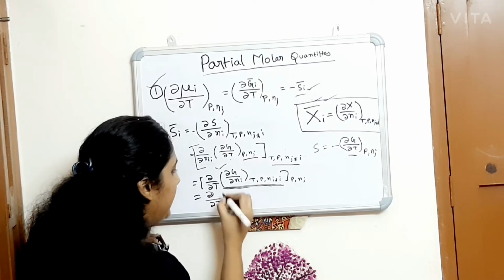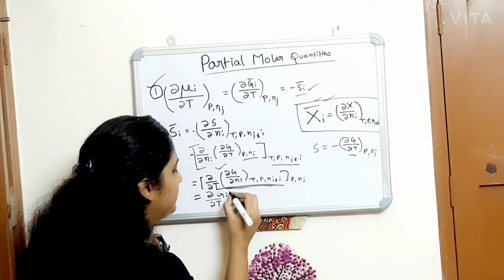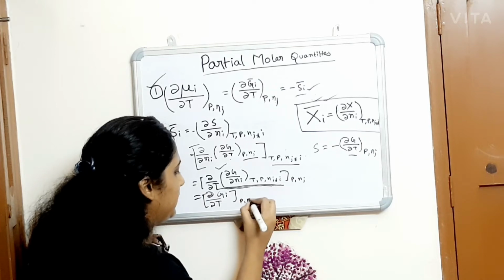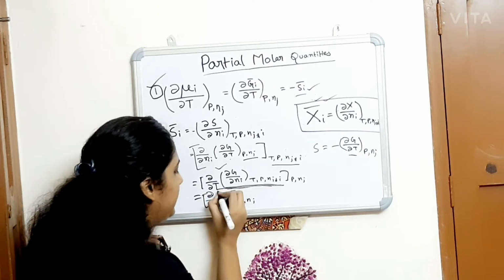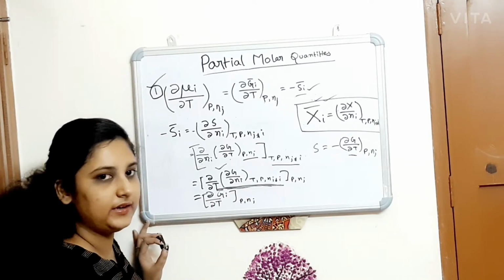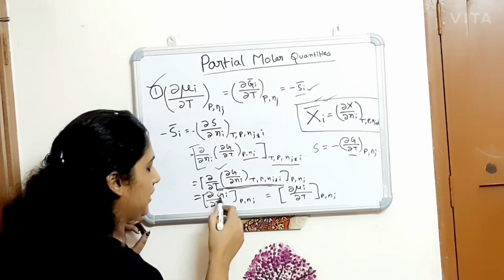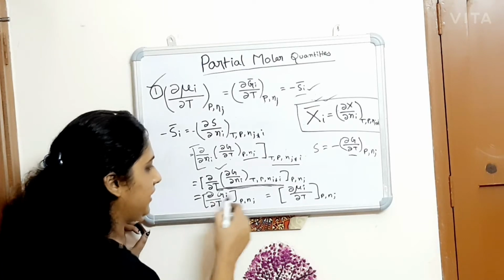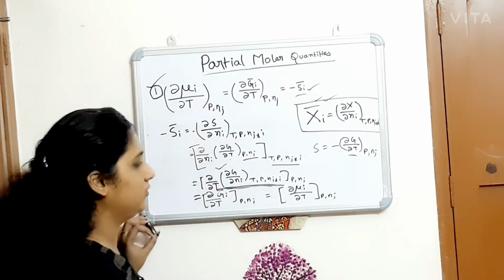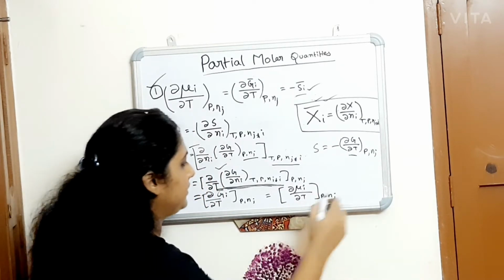So you can write this whole expression as Gi bar, that is the partial molar Gibbs energy, at constant T, P, nj. And what is Gi bar? Gi bar you can also write as the chemical potential. So you can write Gi bar in terms of the chemical potential: this equation is equal to del mu i del T at constant P, nj.